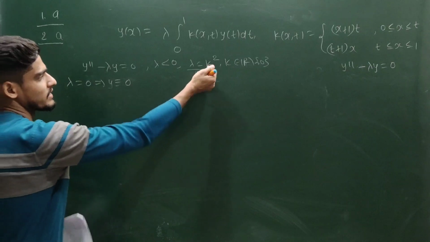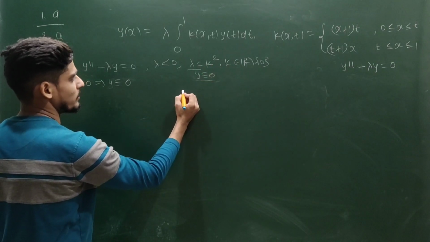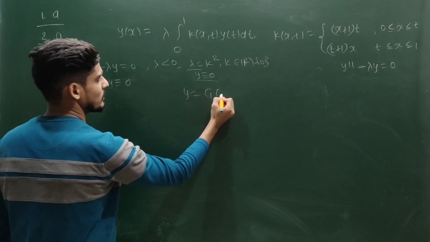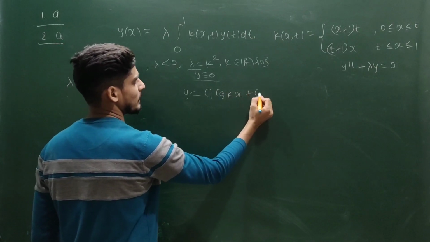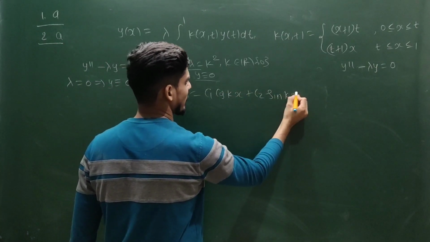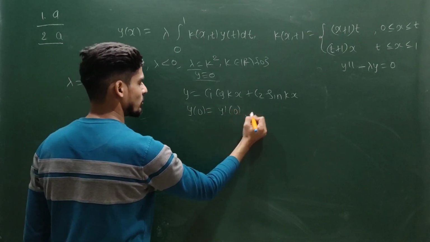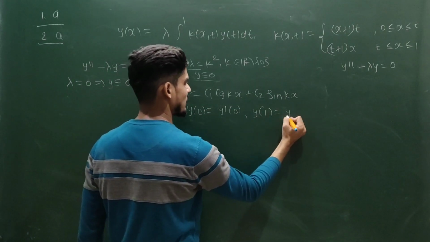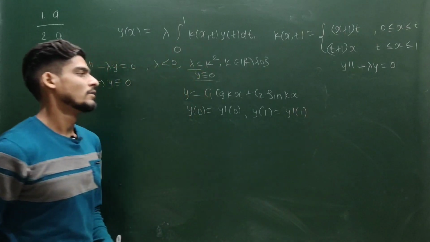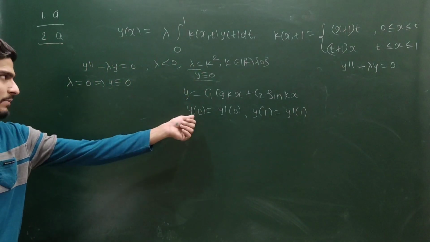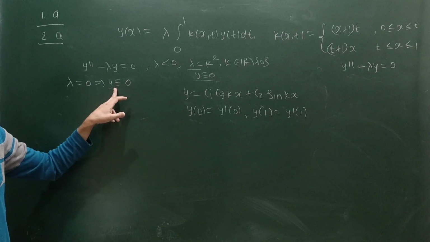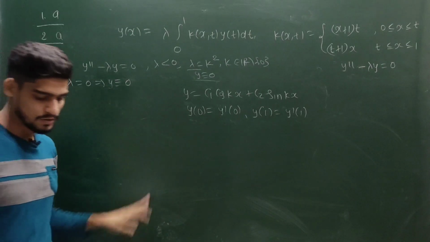When your lambda is k square and k is a non-zero real number, then you will have y is equal to c1 cos kx plus c2 sin kx, and y at 0 is the same as y dash at 0, y at 1 is the same as y dash at 1. I think you can do this problem. Just claim that from this your y will be identically 0. So this part I am leaving it to you.